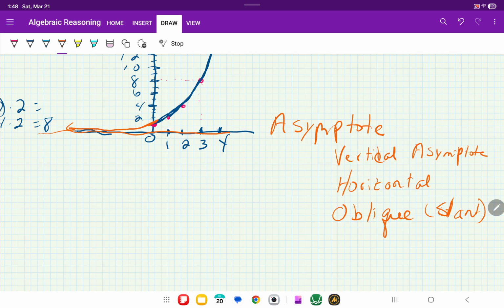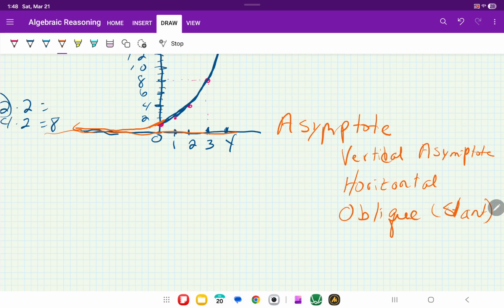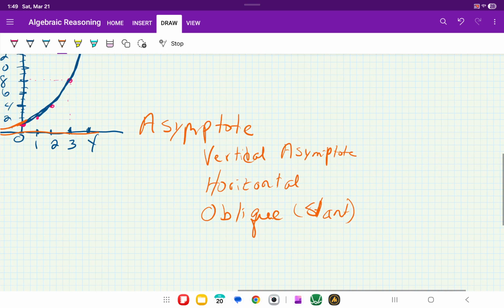And where does it occur? Okay, so we have to stop and think, what are our outputs going to be? What is going on with this? So my x's are changing, but my y's are getting closer and closer to 0. So we have a vertical asymptote at the line y equals 0.